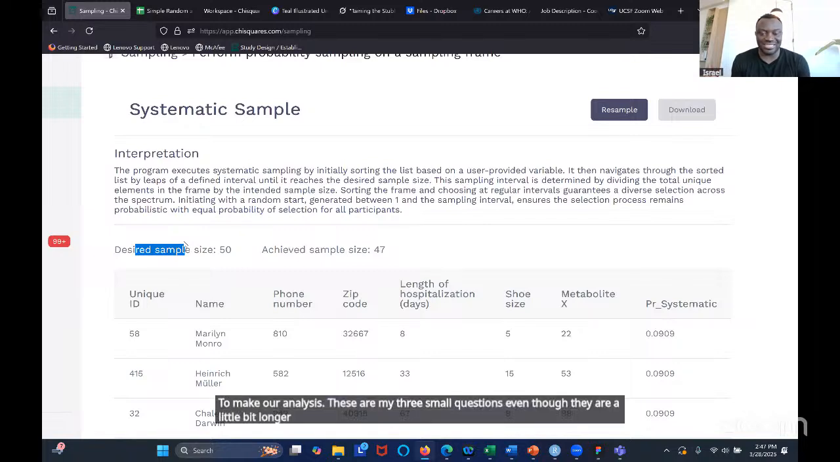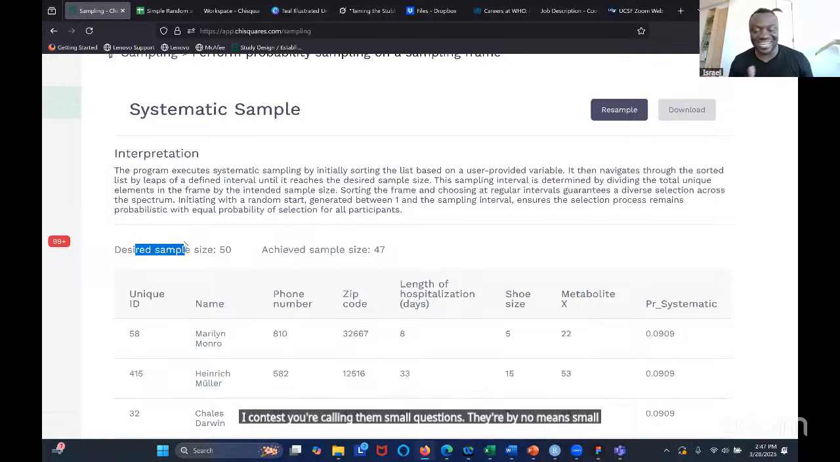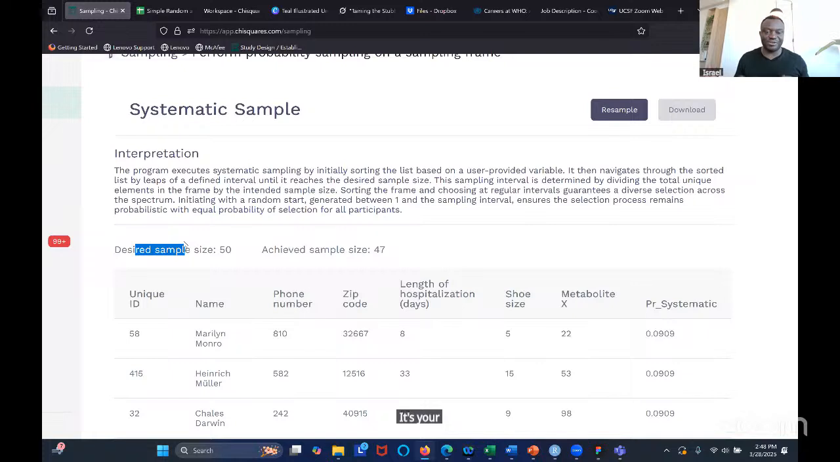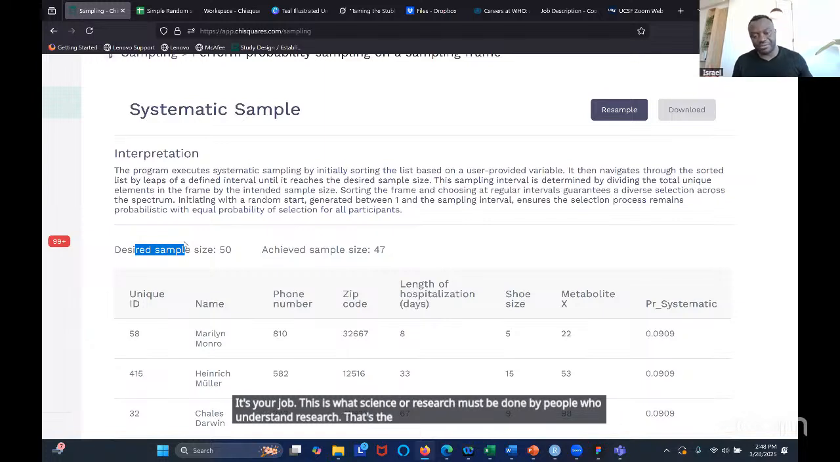Thanks. I contest you calling them small questions. They're by no means small. But all right, let's answer them. The first one was, who decides which sampling technique to use? You decide. It's your job. Science or research must be done by people who understand research. That's the basic ethical principle at play. So it's your responsibility, your burden, to decide which sampling technique will be appropriate here, or maybe which one will be better in this context.